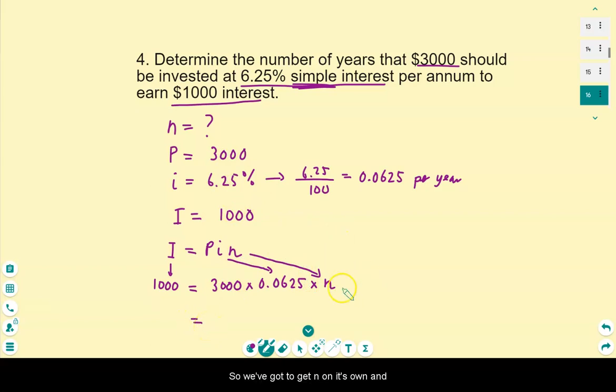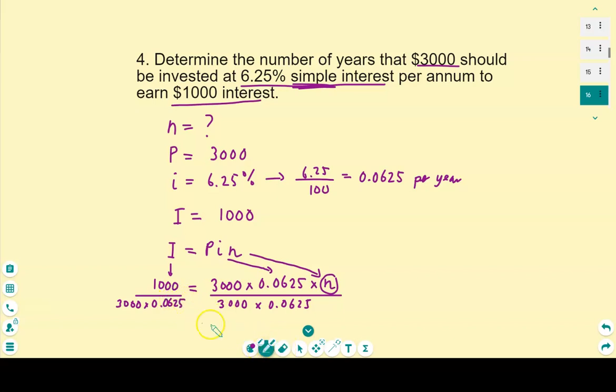Okay, so we've got to get N on its own, and it's being multiplied by these 2 things. So what is the opposite of multiplying? This is what you have to ask yourself. The opposite of multiplying will undo this side of the equation. So what we are going to do, we're going to divide by those numbers on both sides, and then they're going to cancel out. And you can divide them in one hit like that. And you can feel free to cancel like that.